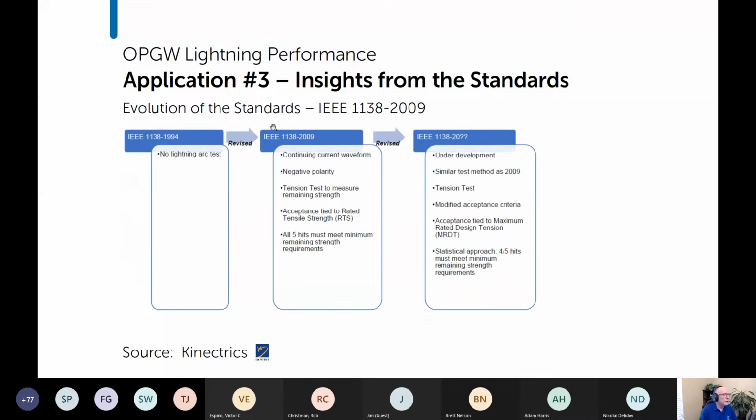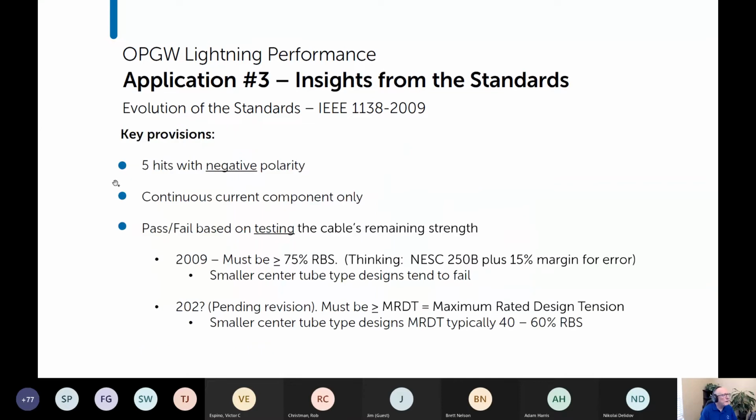Here was the evolution of the IEEE 1138 standard. And you end up in a similar place, but with some significant differences. In the IEEE standard, you do those 5 hits with negative polarity, but you're still focusing on the continuous current component. And you have a very similar pass-fail criteria, except that you're actually testing the cable's remaining strength.